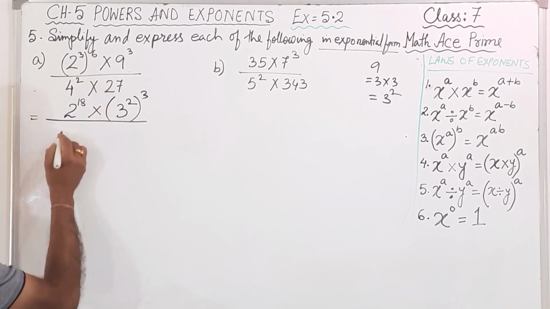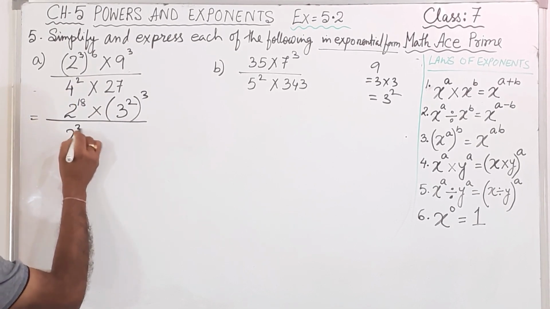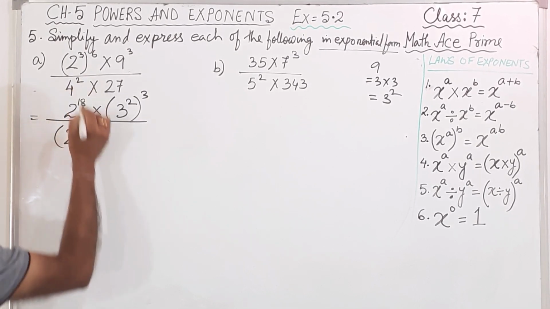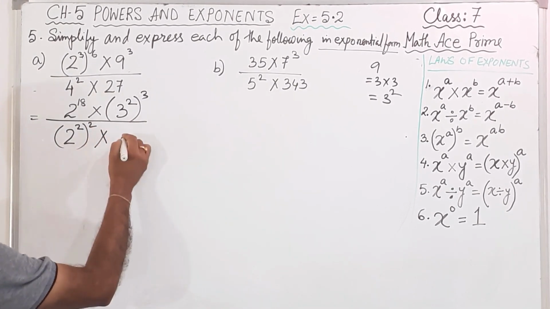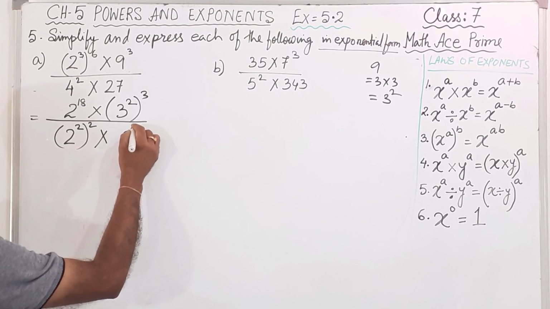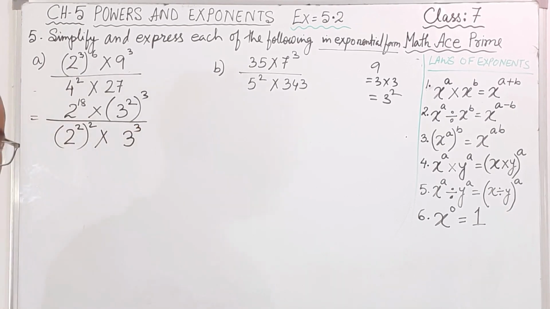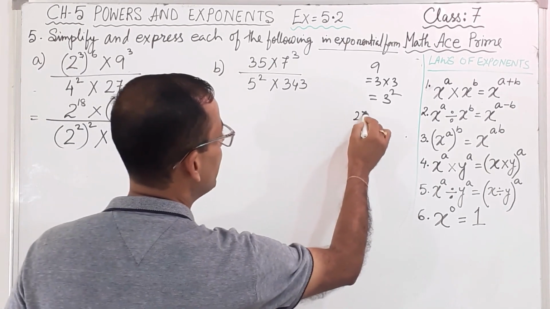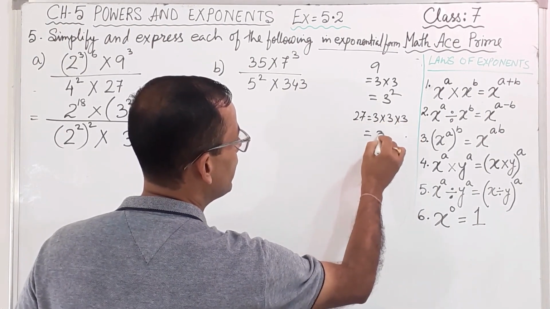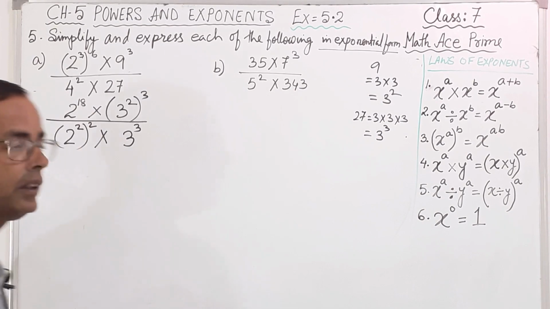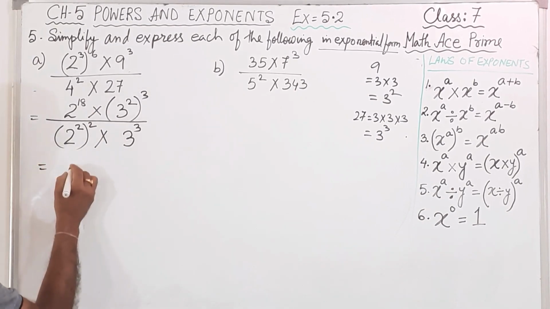Now 4, what can I write? 2 square, and then again this square is there. So this also we will write. Now 27, what can I write? 3 cube, because 27 is what? 3 into 3, 9, 9 into 3, 27. So we can write 3 cube. Okay. Now after this, what will we do?